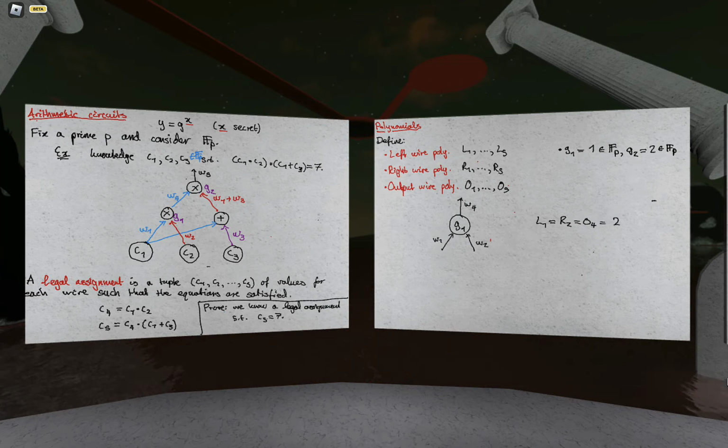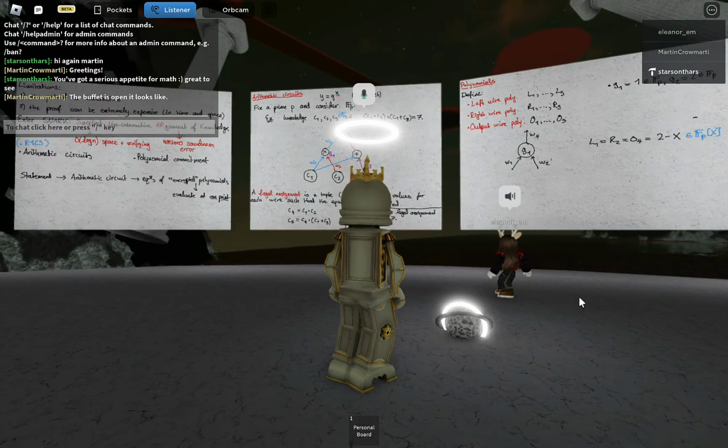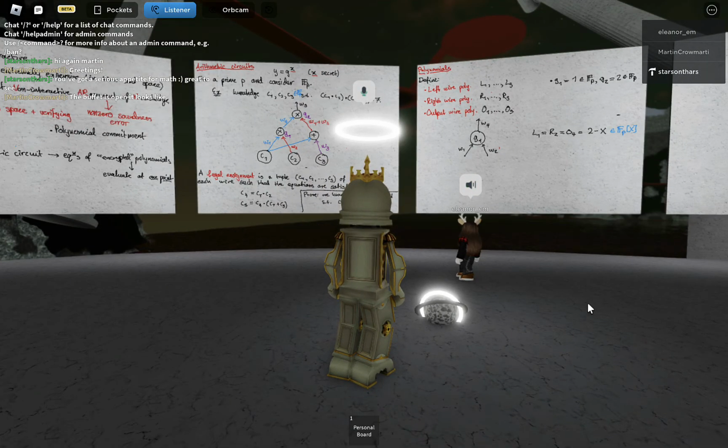How do I do that? I make this 2 minus x, okay? This is in, of course, F_p adjoin x. Okay, so I'm matching the indices of the left, right, and output wires. Any questions? This step is crucial, so I want to make sure that this is clear.